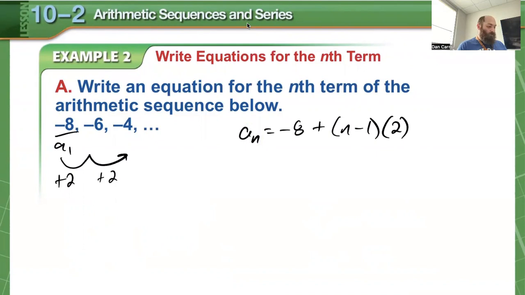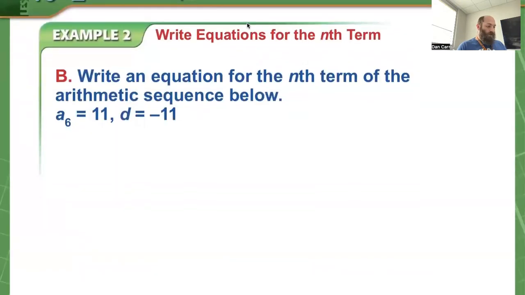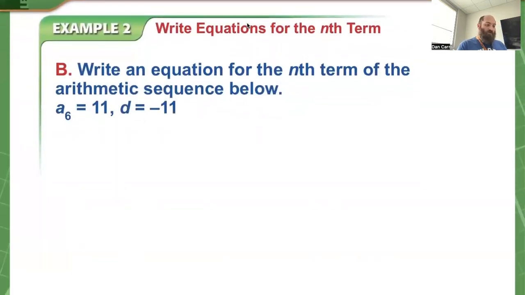All right, so next thing, write an equation for the nth term of our arithmetic sequence below. So now I have a sub 6, which is equal to 11, and my common difference is negative 11. So again, I need two things to write my formula. I need my a sub 1 and my common difference.